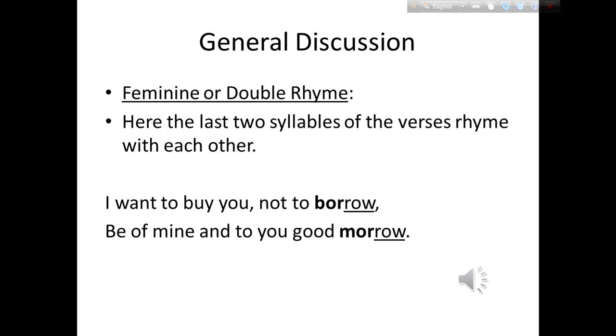Here the first one, borrow, is the last word of the first sentence, and the two syllables are bor and row. In the same way, the second word, morrow, is the last word of the second sentence and it has two syllables also. And this borrow and morrow rhyme with each other.